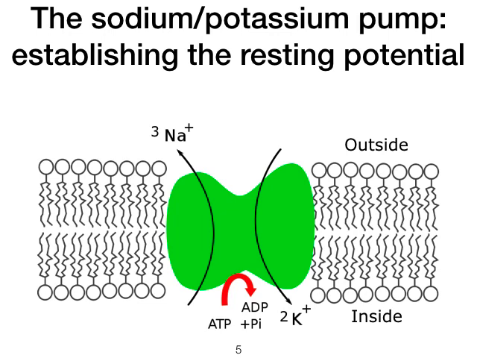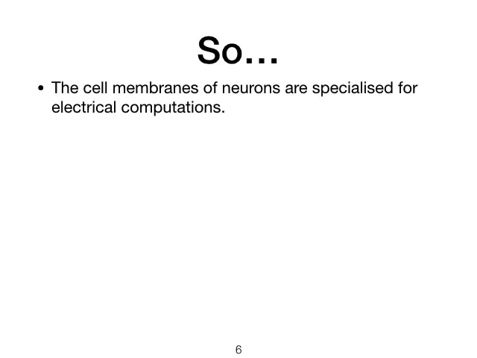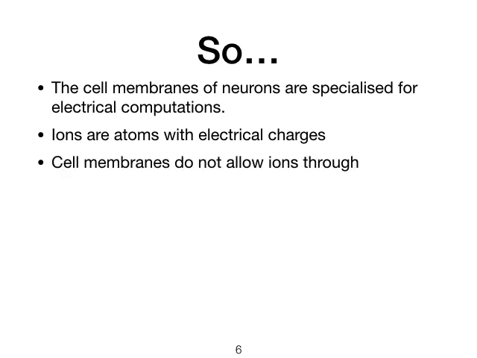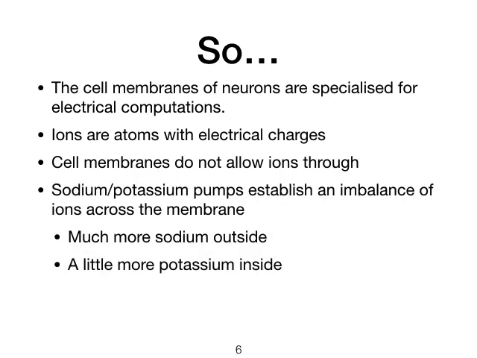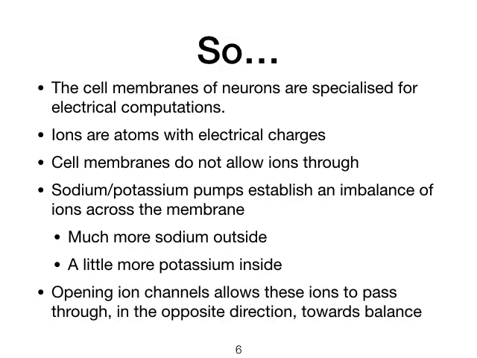Okay. So I know that's a little bit biological and technical for some of you, so we're just going to go again through that basic bit again. Cell membranes of neurons are specialized for electrical computations. Ions are atoms with electrical charges. Cell membranes do not allow ions through. But sodium and potassium pumps establish an imbalance of ions across the cell membrane, with much more sodium outside and a little more potassium inside. Then opening an ion channel allows ions to pass through in the opposite direction, towards a more balanced concentration across the cell membrane.